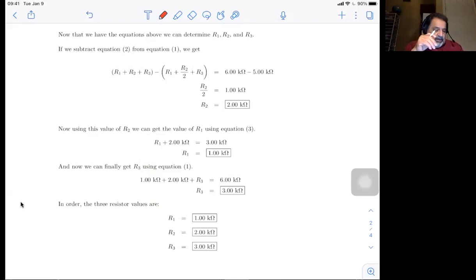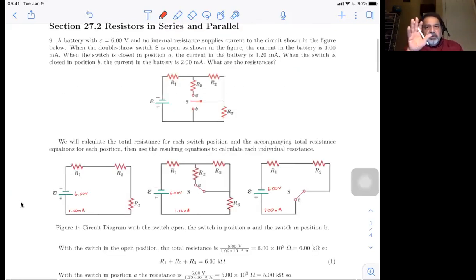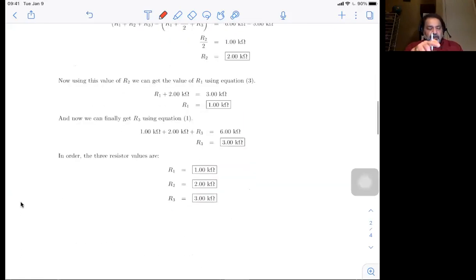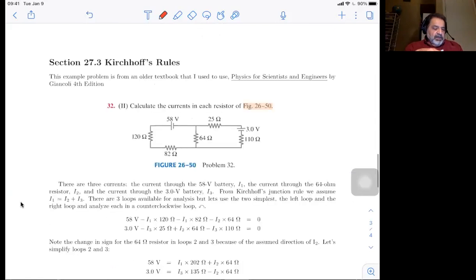And so in order, the three resistor values are R1 equals 1 kilo ohm, R2 equals 2 kilo ohms, and R3 equals 3 kilo ohms. And we got that just from setting up three equations and solving them simultaneously. All right, that's it for problem 1. This one's a little more complicated.